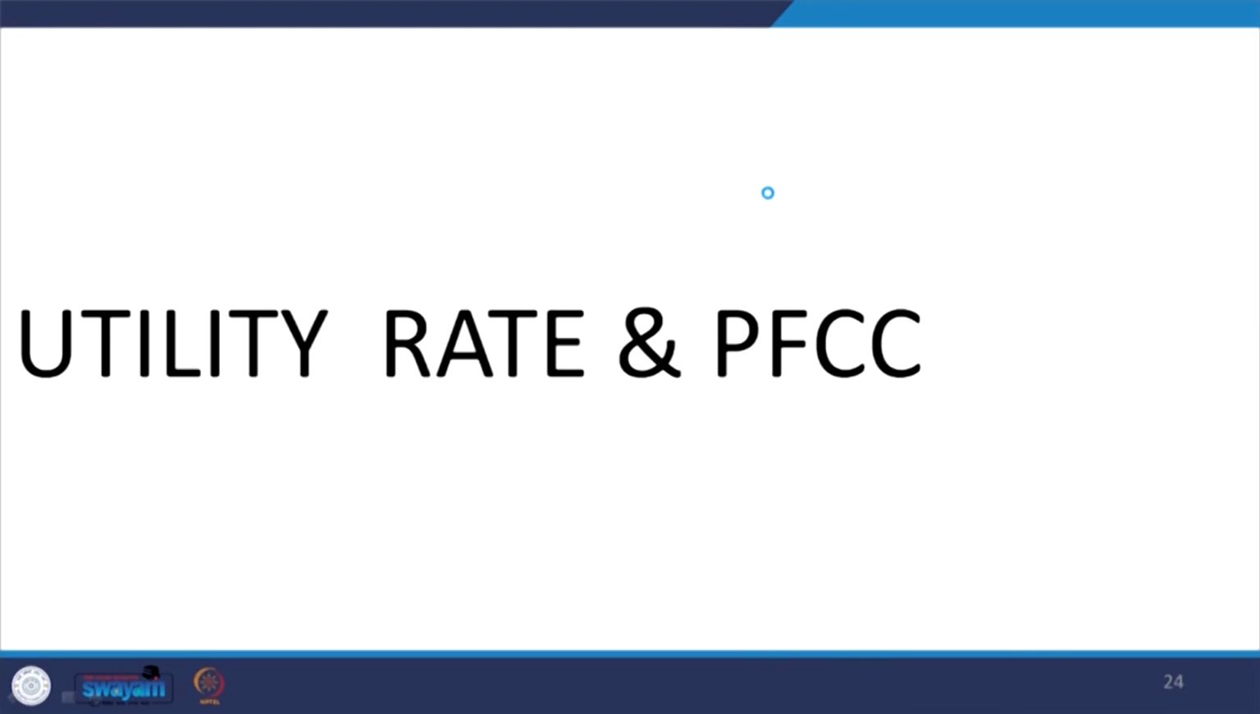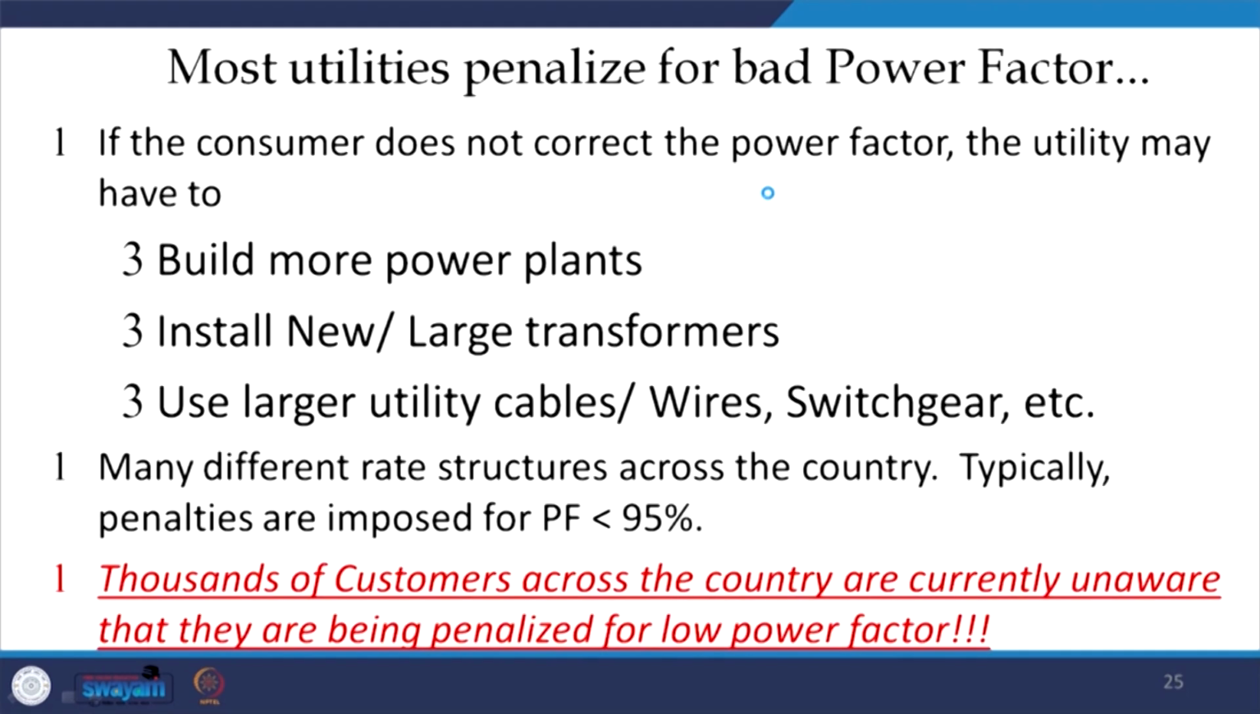So, utility rate and the power factor correction. This is something quite important. We know that most utilities penalize for bad power factor, but there is a detrimental effect to it, and the solution has to be provided by the STATCOM.